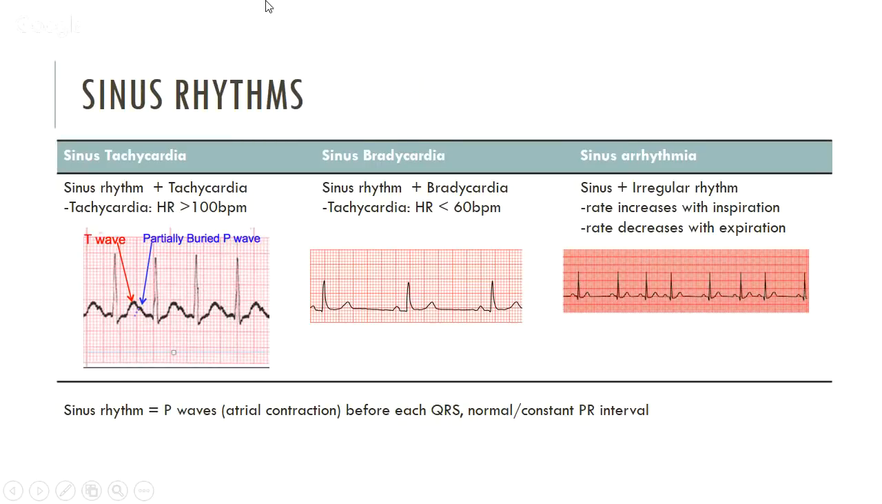And then there are different sinus rhythms. Sinus tachy is when the heart rate is more than 100. I guess the main thing to look out for is that sometimes if it's a really fast rhythm, the T wave and the P wave can come together, so it might be tricky to spot. Sinus brady is just a heart rate less than 60. And sinus arrhythmia is just sinus, but in an irregular rhythm, and that's actually quite normal with inspiration and expiration. So rate increases with inspiration is one way to remember it.